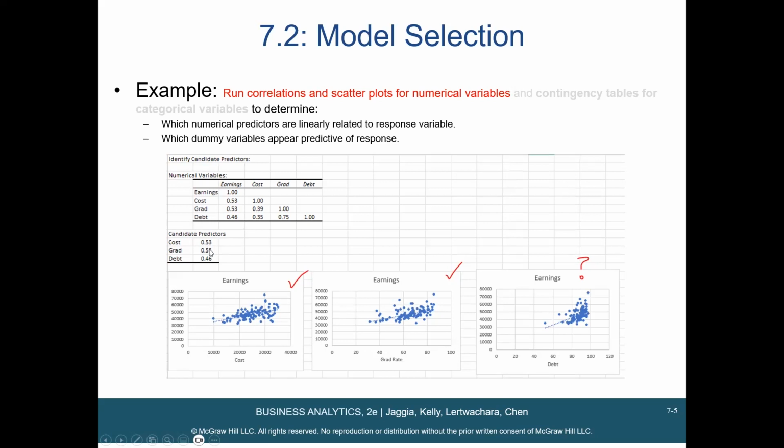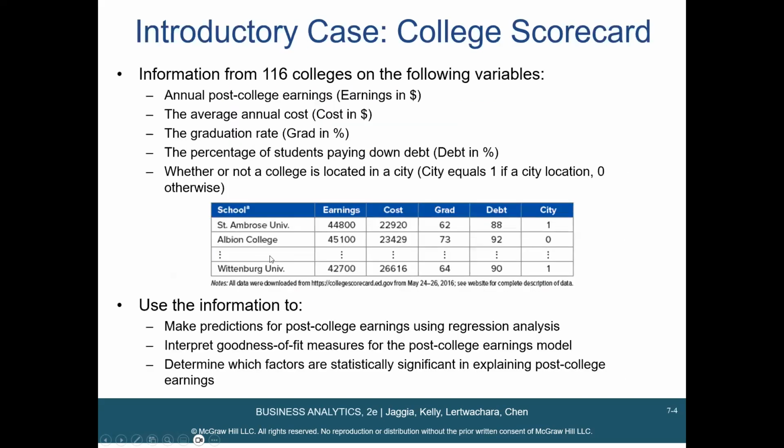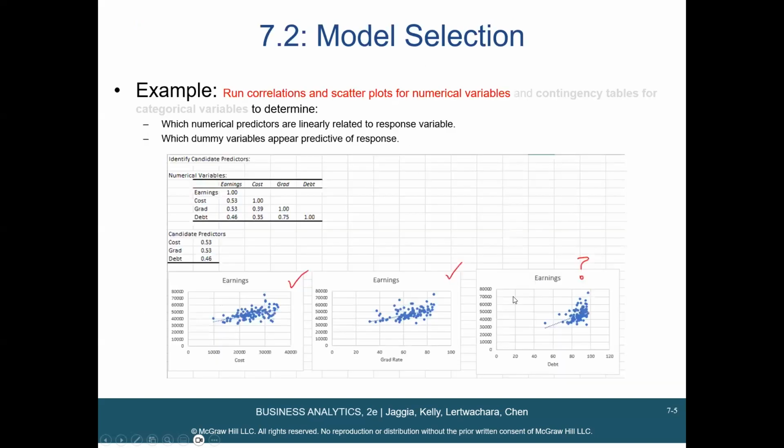So we start out with our candidate predictors, and notice that the city variable, which is 1, 0, is binary. You could say, isn't that numerical? Binary is in its own weird little category, but it's coming from a categorical variable, so I'm going to treat it like a categorical value, and I'll show you that in a minute.